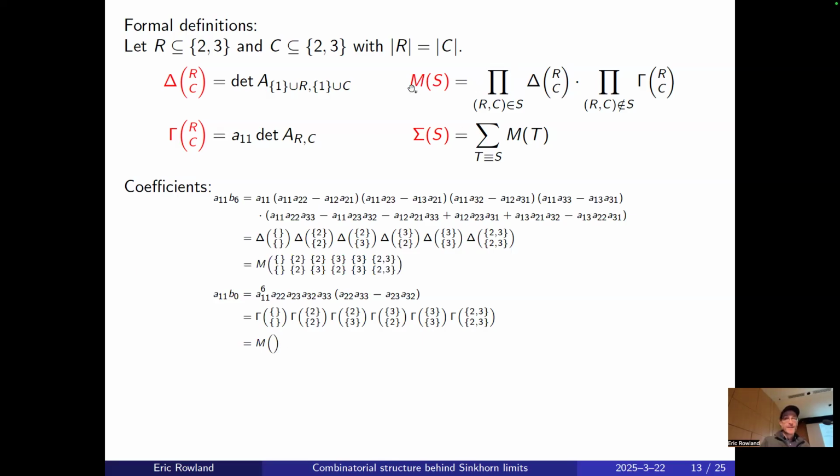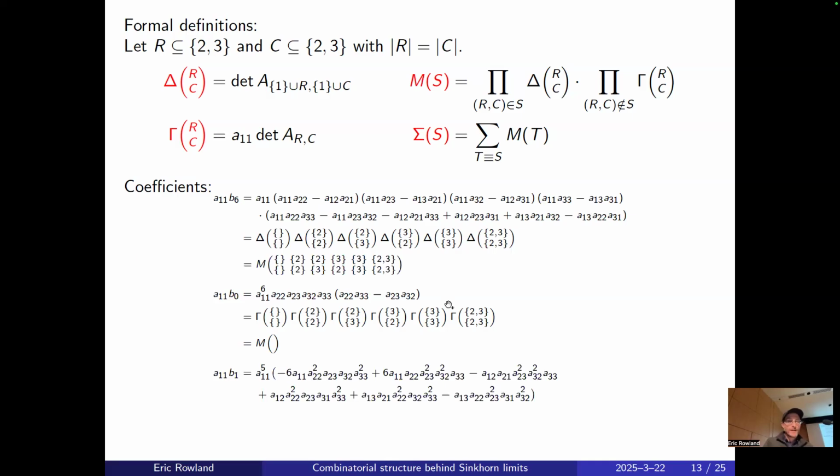So this is the definition of M of S. All of the row-column minor specifications that do appear in S, you feed those to a delta, and all the ones that don't appear in S, you feed them to a gamma. So that's B6 and B0.